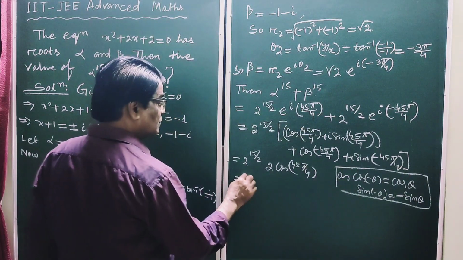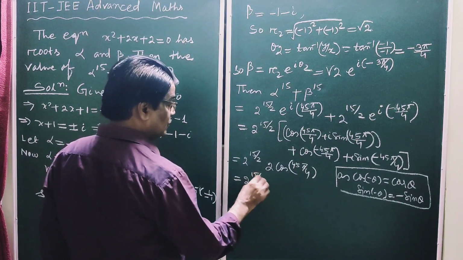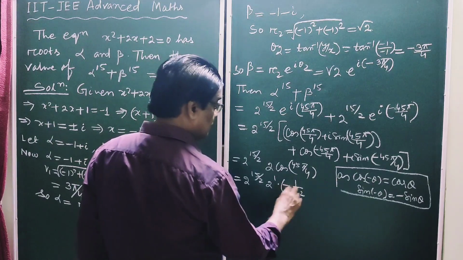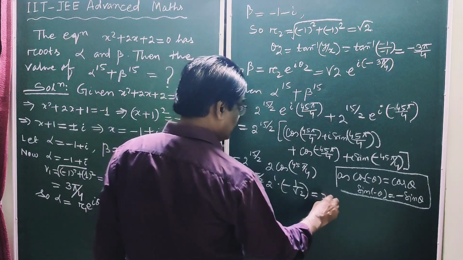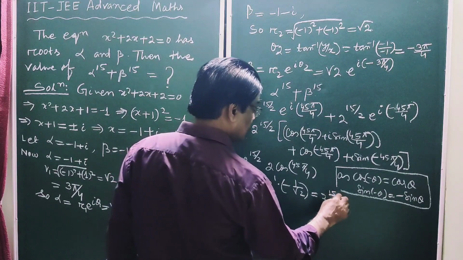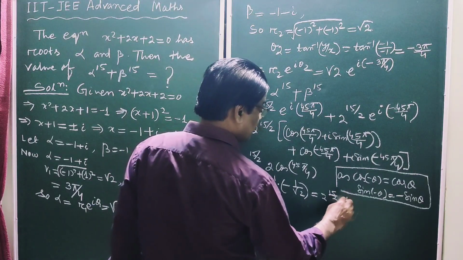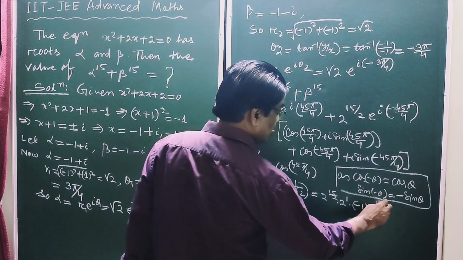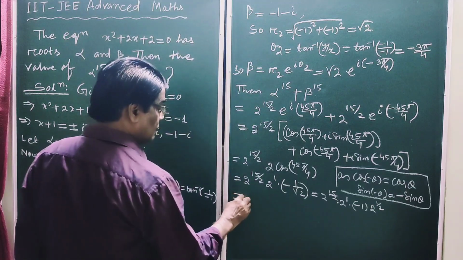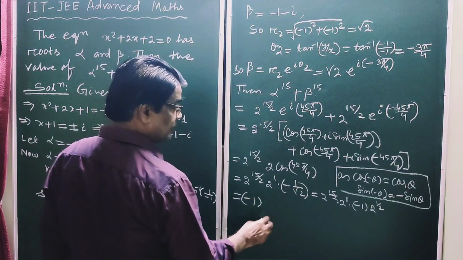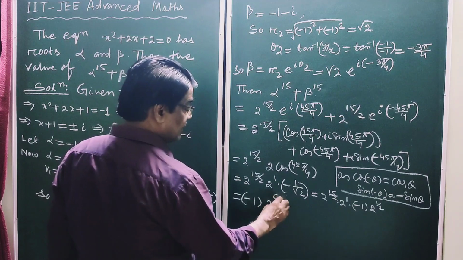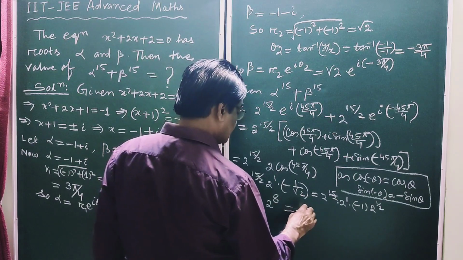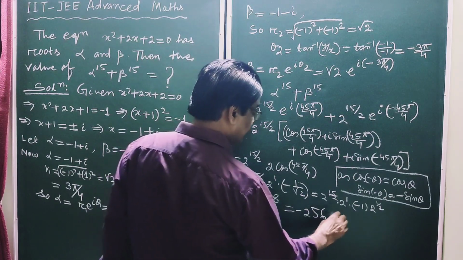So this is equal to 2 to the power 15 by 2, times 2 to the power 1, times minus 1 by root 2. This is 2 to the power 15 by 2, 2 to the power 1, minus 1, 2 to the power half, which is equal to minus 1 times 2 to the power 8. This is equal to minus 256. Answer.